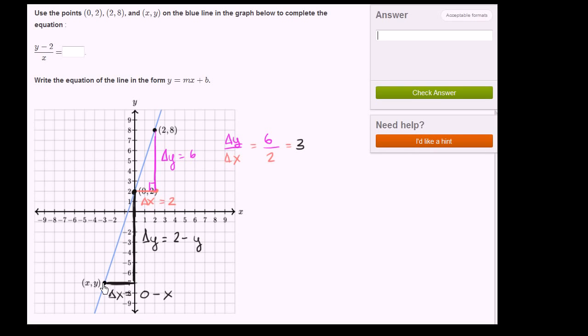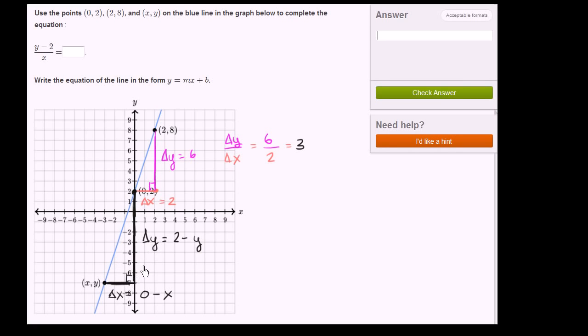And it looks like, if you just eyeball at this point, it's at about -7. And if you have 2 minus -7, you get 9. And this indeed has length 9. So this ratio, delta y over delta x, should be constant for any right triangle constructed like this, where the hypotenuse is the line itself.